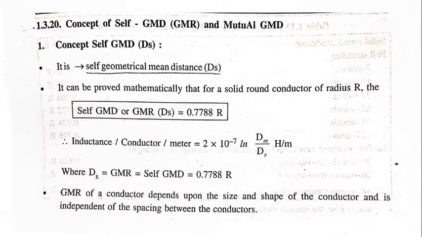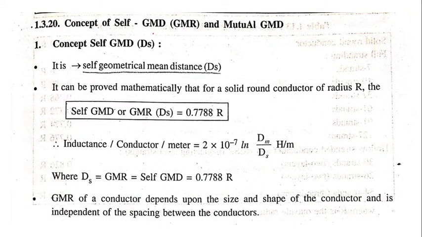Now moving forward to the concept of self GMD, or GMR, and mutual GMD. GMD means geometric mean distance. We can also write it as Ds. Why Ds? Because it is the GMD of self, and if we write Dm, we call it the mutual GMD, because M stands for mutual.